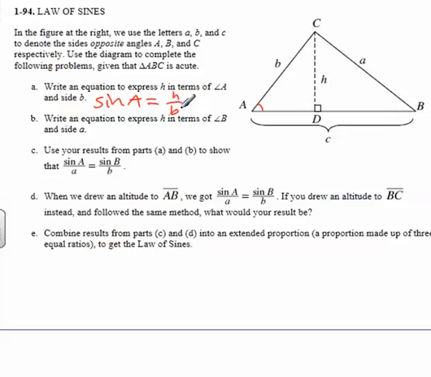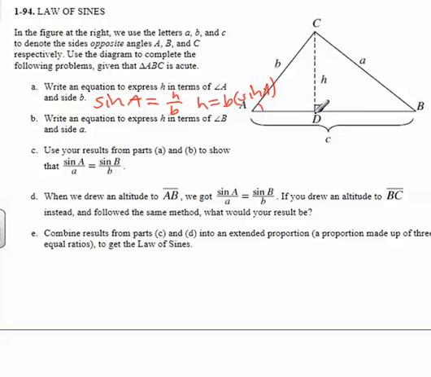Next, write an expression to express H in terms of B. You know what? I'm not actually done. It says express H in terms of these two. So I need to get H by itself. So if I multiply both sides by B, I'm all set. So the height H is B times sine of A. There we go.